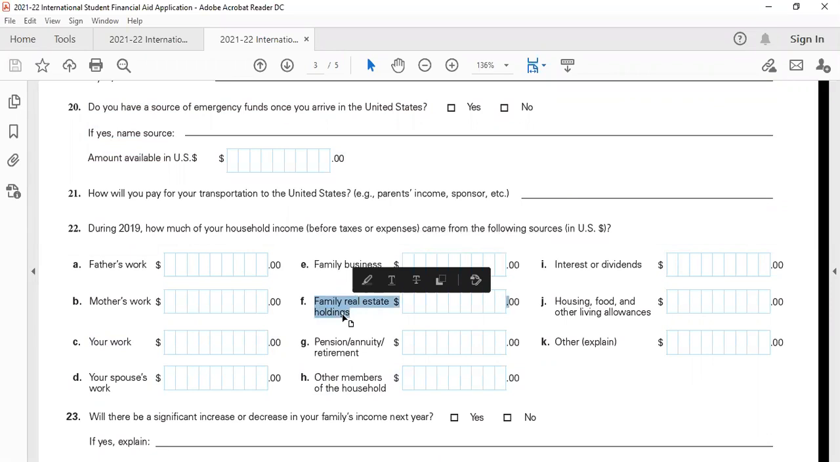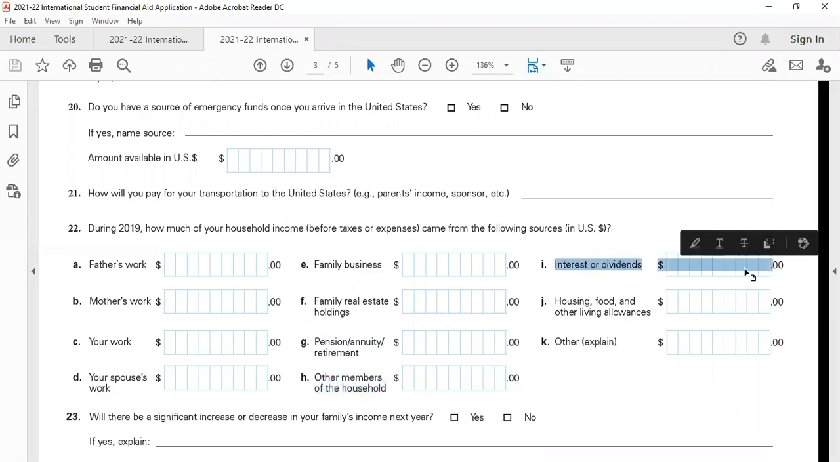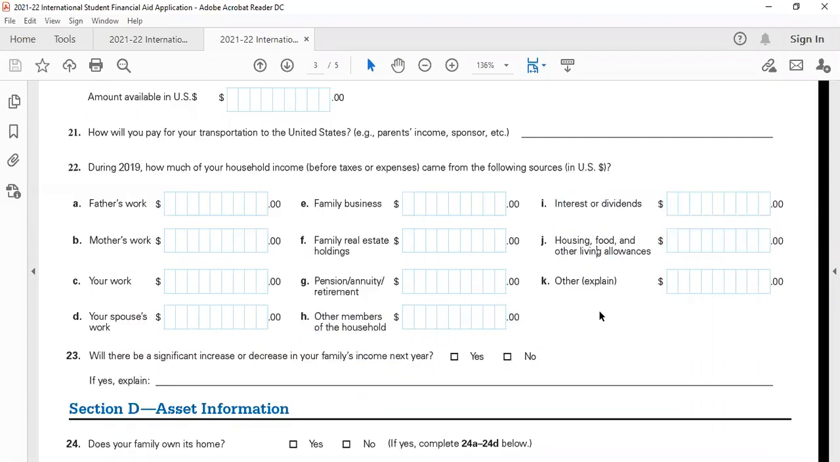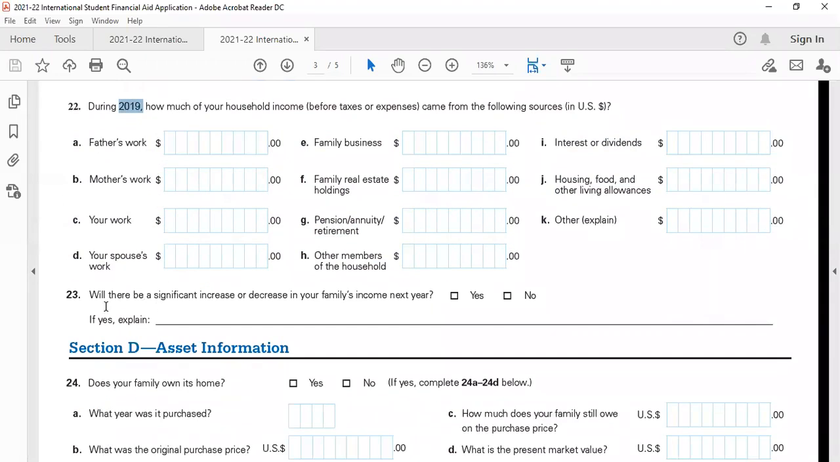Sometimes they get rent from people on the property that they have leased to someone. Any pension or gratuity or any annuity that they receive, anyone else from the family who's an earning member, interest or dividends on shares and stocks that they receive every year, any allowances that they receive, and any other amount. So this whole question asks about the total amount that your family receives during 2019, basically during the last year.